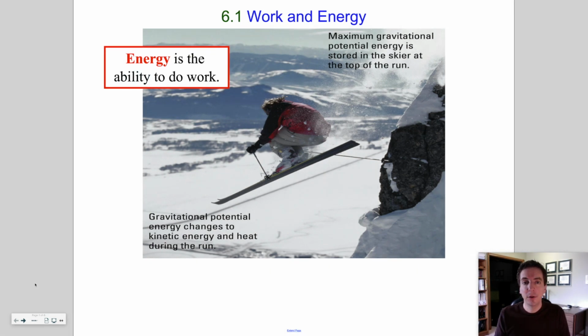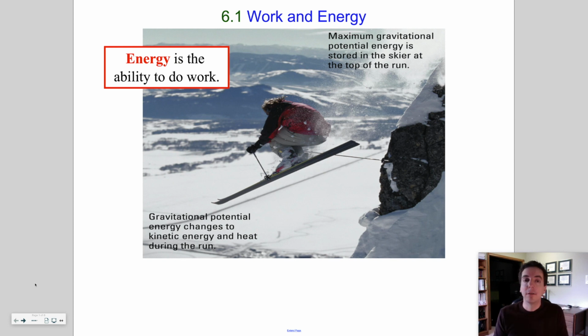Today's going to be pretty short. We're going to go over work and energy, same as you covered it in Science 10, so a lot of it should be reviewed. This is just a little refresher to recharge your brain cells a little bit. So just getting some definitions out of the way.